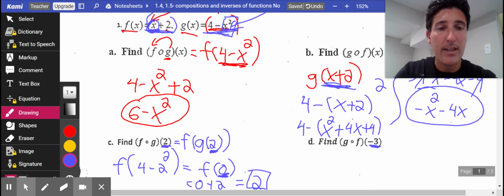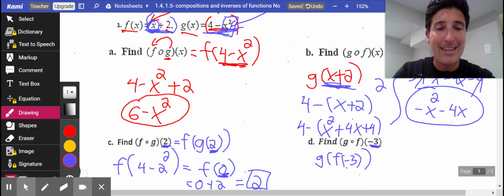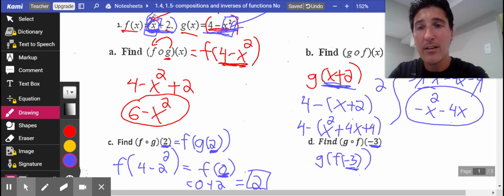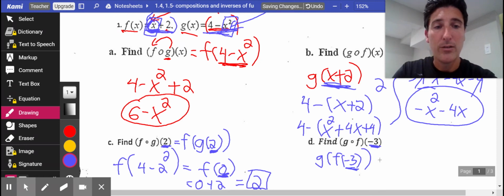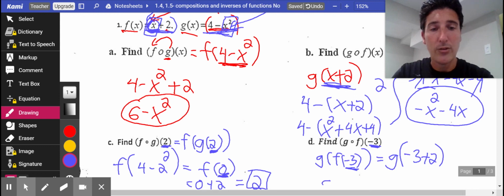So if I were to do D, this is just like saying g of the function of -3. So I'm going to take this -3 and plug it into, again, this x right here, the x plus 2. So that's going to be -3 plus 2, which gives us -1. So then the last thing you're finding is g of -1.